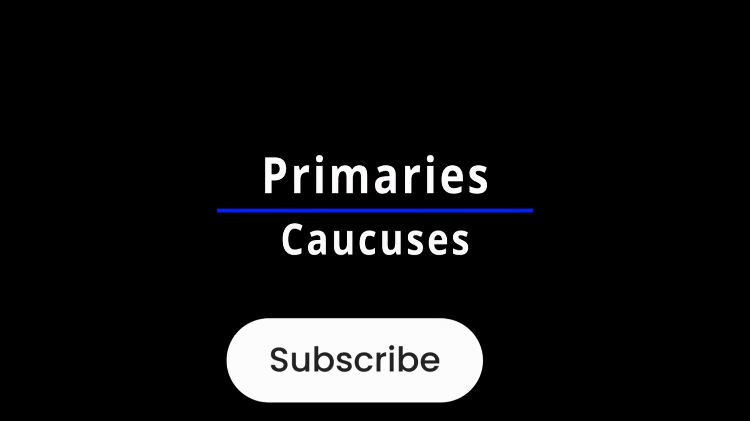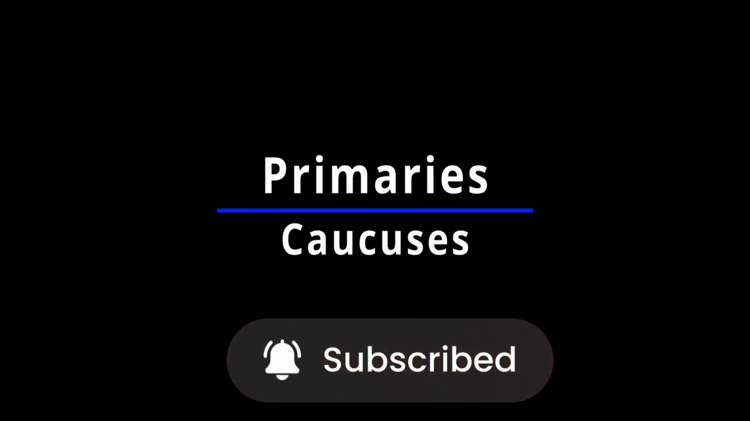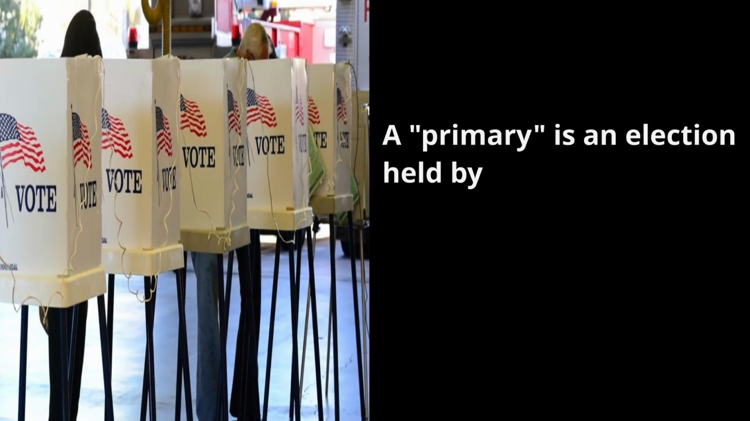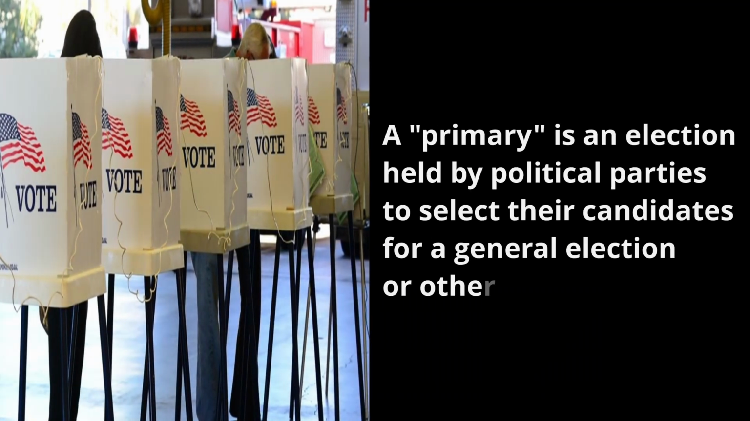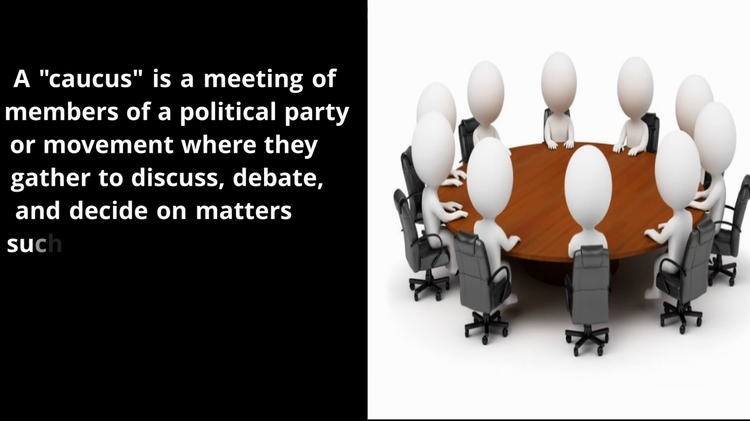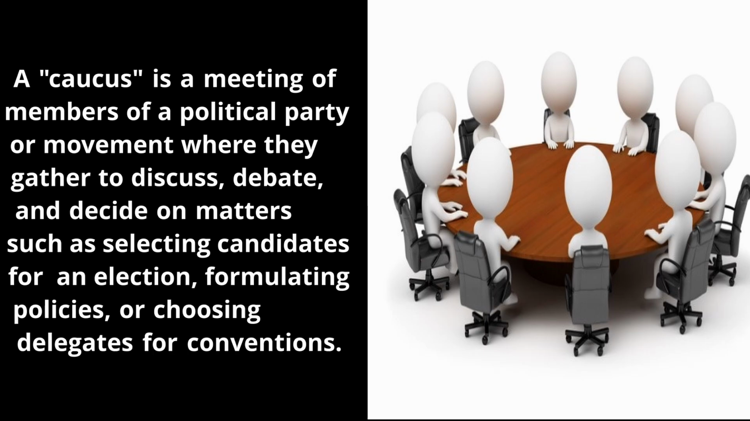Before the main election, there are primaries and caucuses. These are like warm-up rounds where each party chooses its candidate. Primaries are simple voting events. People cast their votes, and the candidate with the most support wins. Caucuses are a bit different. People gather, discuss, and then vote.